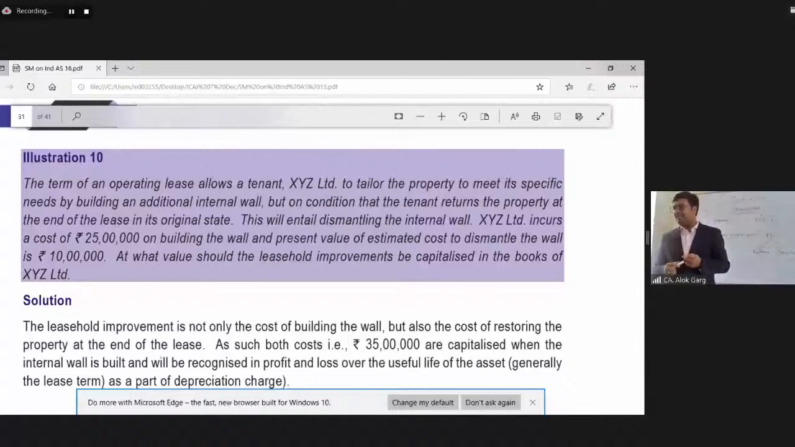Yes, it is an asset for the lessor? Yes, Ambika, you're right. It is not for the lessor, it is for the lessee. Ambika, it is for the lessee, because the lessee is constructing the asset now. It is talking about the tenant.